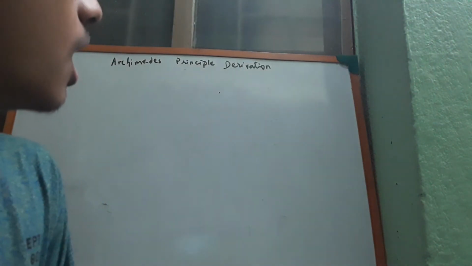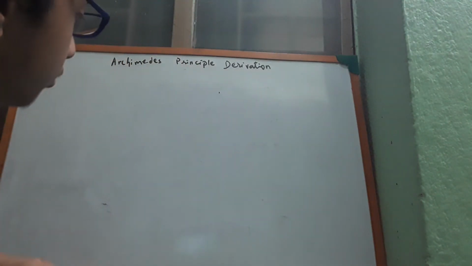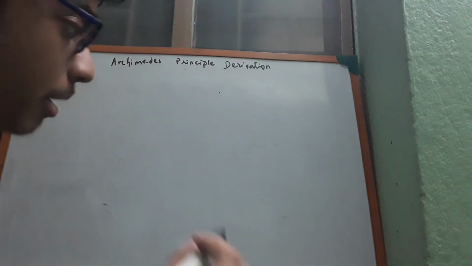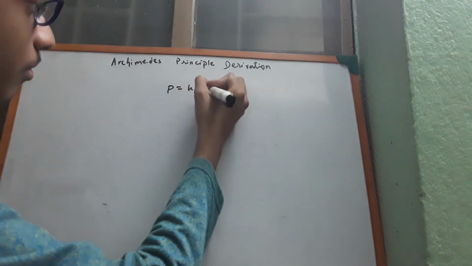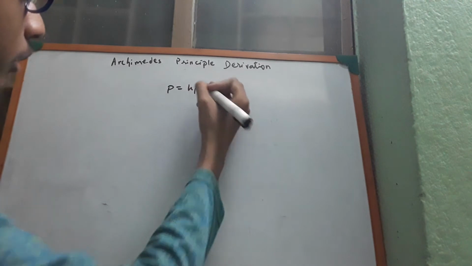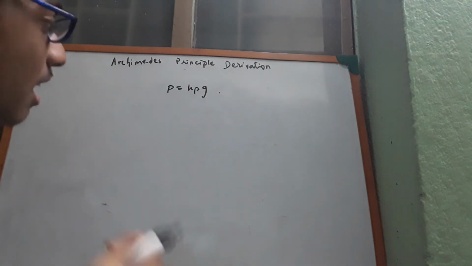In this video, we'll look at a quick derivation of Archimedes principle. Before that, I hope you know that in the case of fluids, the pressure is given by h rho g. Now, if you ask me for the derivation of this, it's very easy. Let's just try.